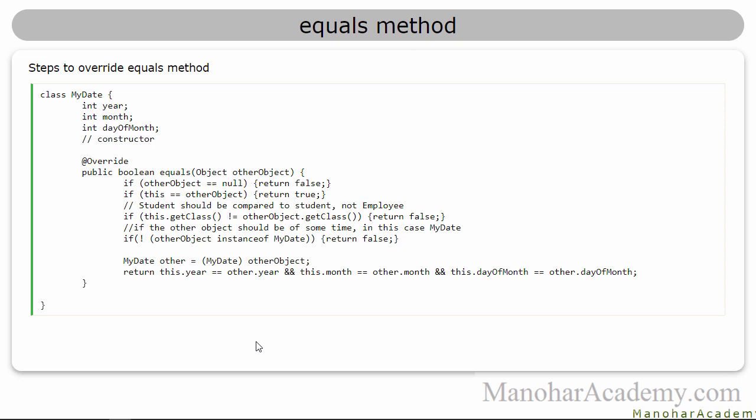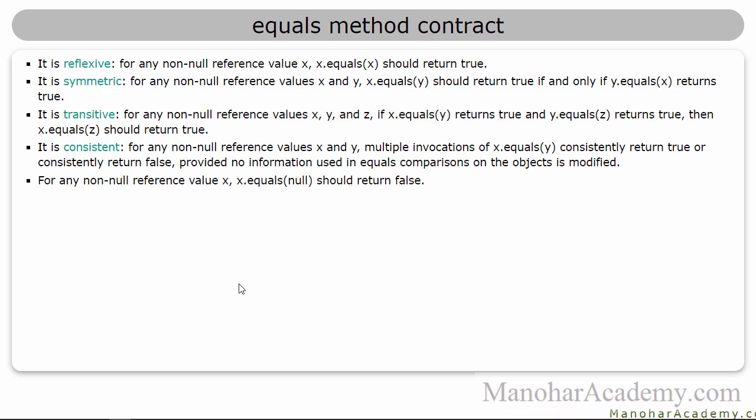So whenever we are overriding the equals method, we also have to make sure we are following some rules, or the contract for the equals method. That is, it is reflexive, symmetric, transitive, consistent. So this is very simple. A should always be equal to A. That is what reflexive is. An object should be equal to itself.